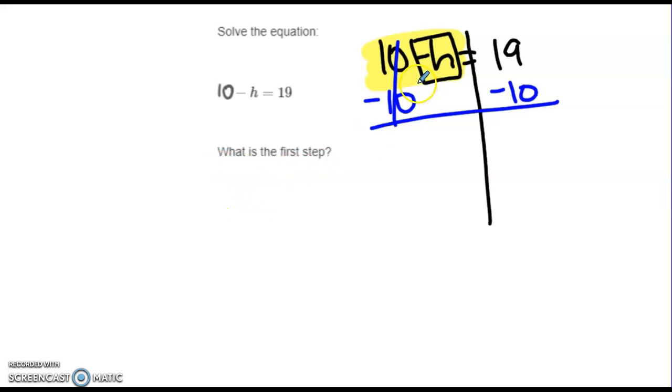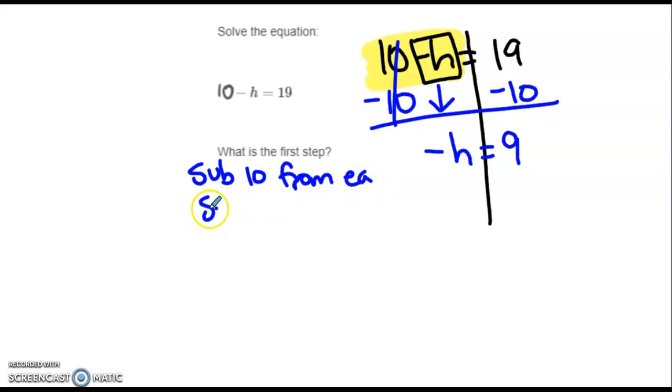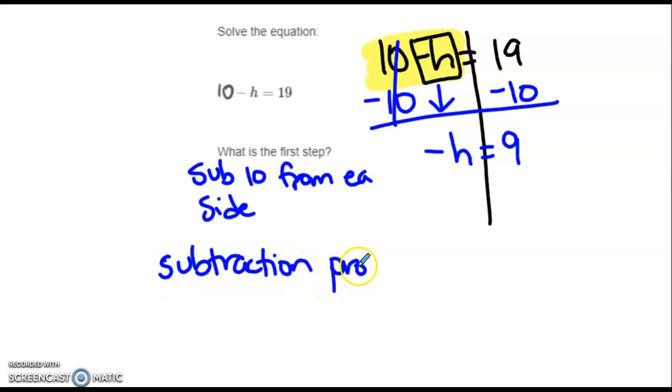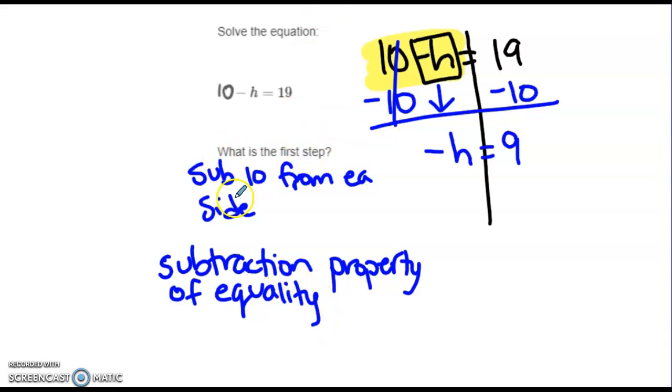Now it does say to solve the equation, so I'm going to keep solving. I'm going to bring down my minus h, and 19 minus 10 is 9. But right here it says, what is the first step? The first step was to subtract 10 from each side. Sorry, I'm kind of abbreviating it. This may also be written as the subtraction property of equality. I'm not sure exactly how it's going to look, but one of those two. Hopefully you'll be able to know kind of what your answer should be.